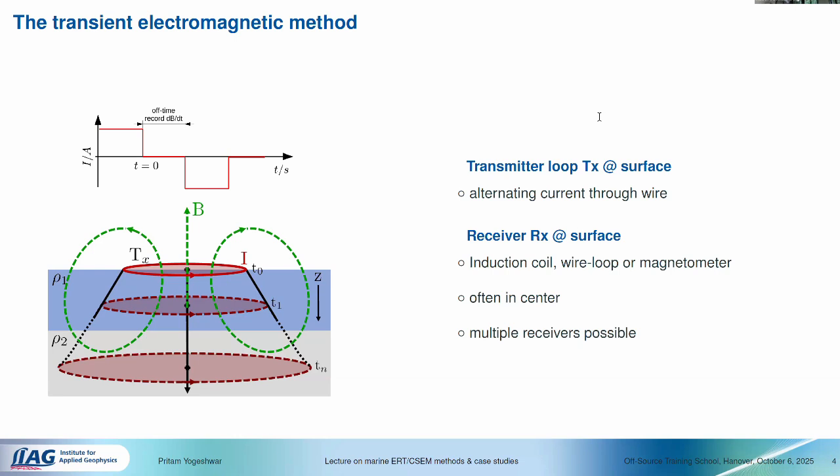And what we then measure, we measure at the surface with another receiver. So we have a receiver Rx at the surface. It can be an induction coil. It can be just a wire loop. It can also be a magnetometer. We measure the response.